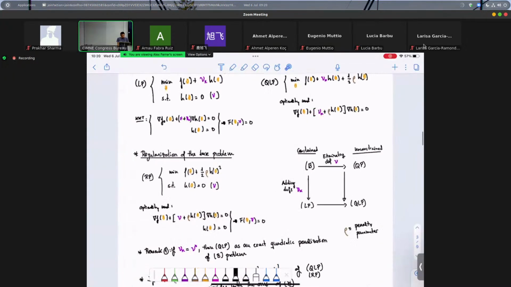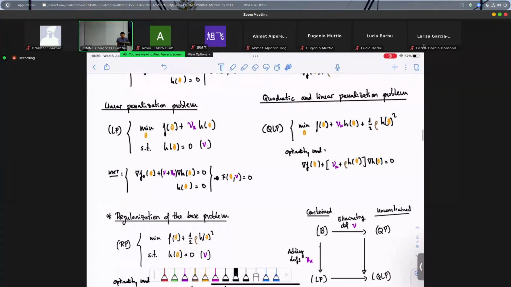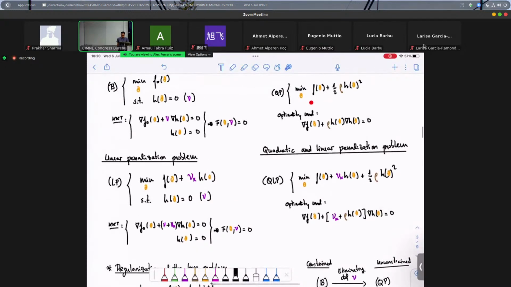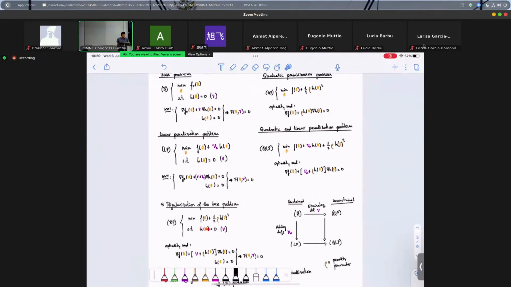So now I'm going to present the regularization of the base problem. Again, another regularization. You see, regularization comes up many times in numerics. So we have the function, the cost, the constraint, and now I penalize quadratically. But I didn't remove the constraint. Here I have removed the constraint. And here I didn't. Okay, they are different. So you still have the constraint.